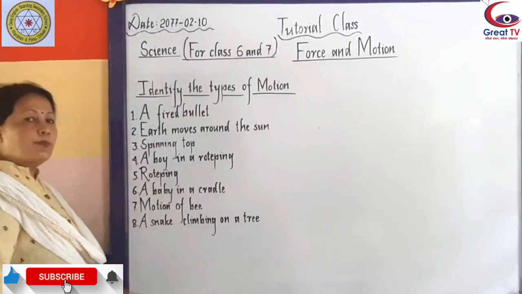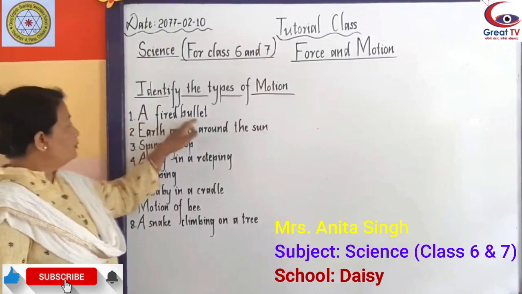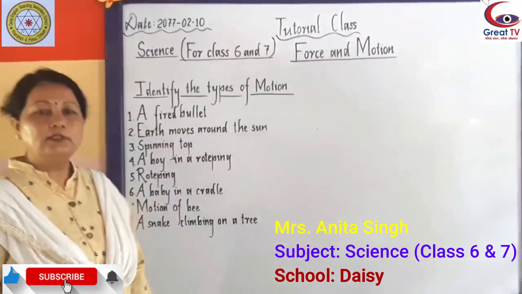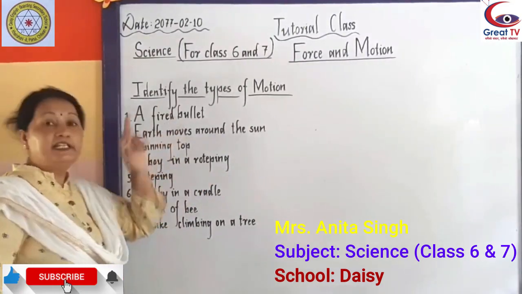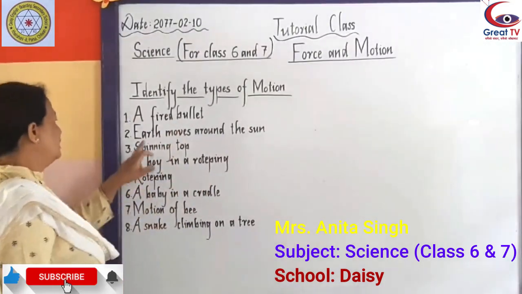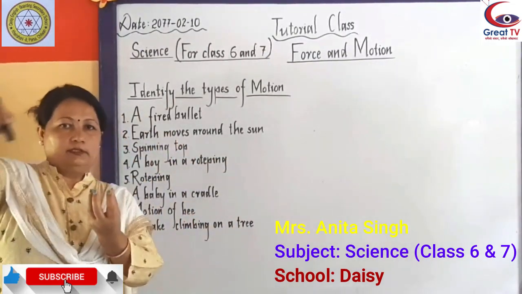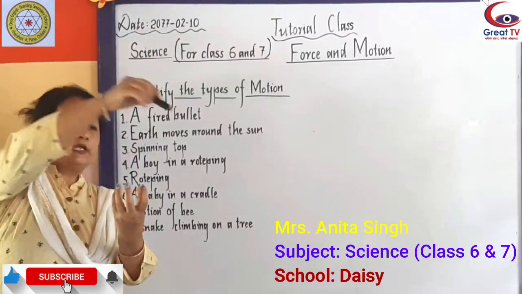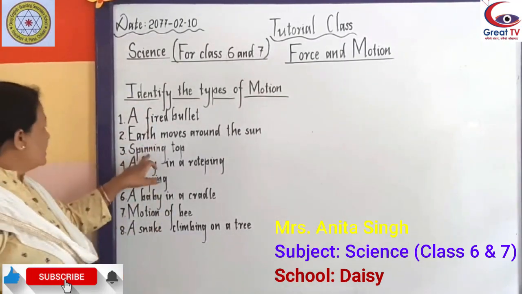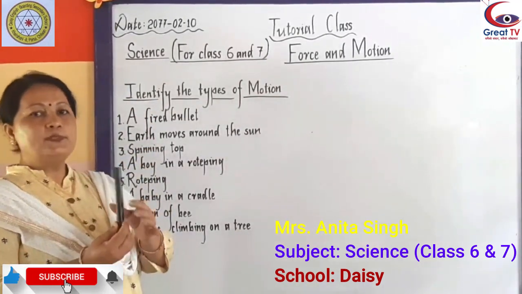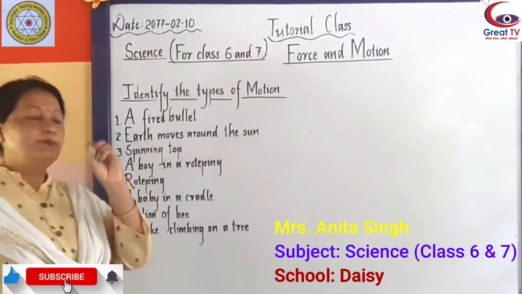Based on the previous topic, you can identify the types of motion. A fired bullet has which type of motion? A fired bullet runs along a straight path, so it has linear or translatory motion. Earth moves around the sun, so it has circular motion. A spinning top spins about an axis, so a spinning top has rotatory motion.